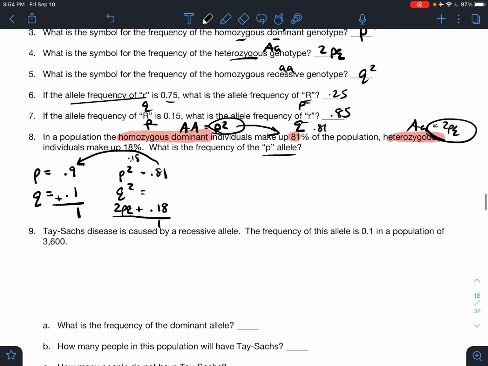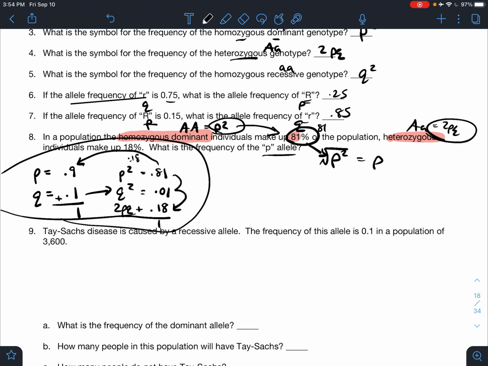1 minus 0.9 is 0.1. 0.1 squared is 0.01. I add these up, equals 1, I'm all good. Honestly, you could have just taken this and directly gotten your P from it, because that is P squared. Take the square root of it, you get your P. But by doing this, you make sure all your numbers work out. You didn't do anything wrong, everything equals 1 or 100%.